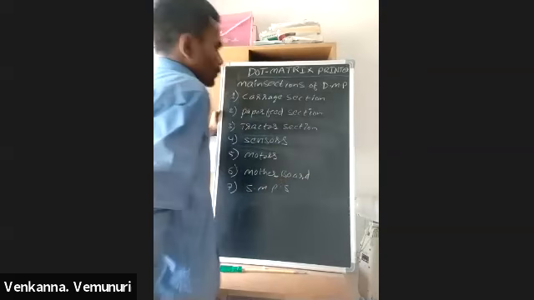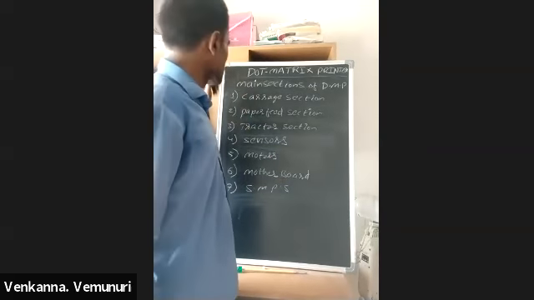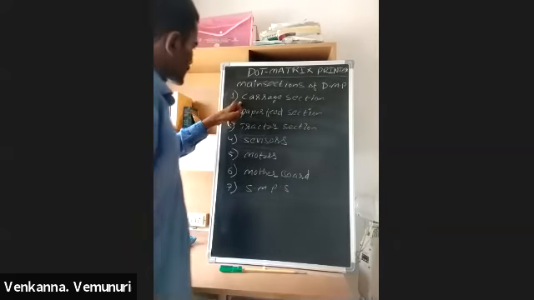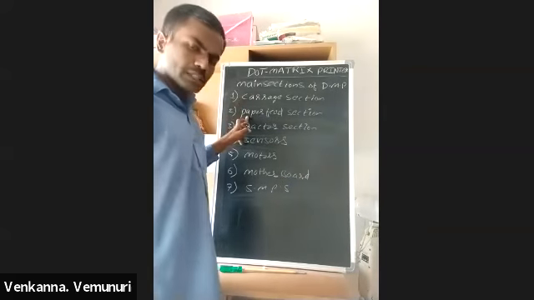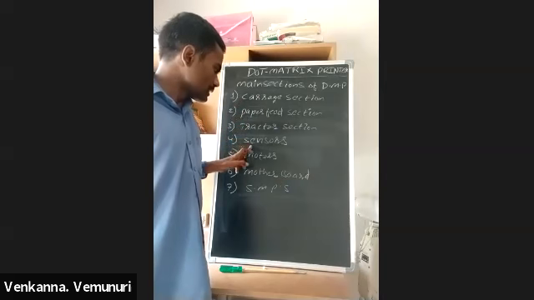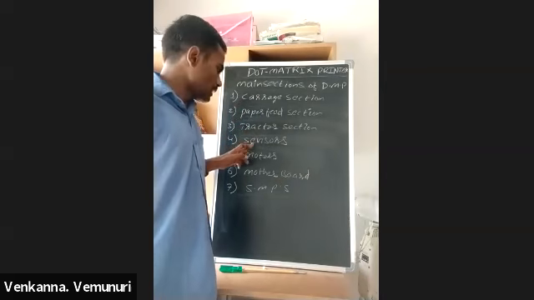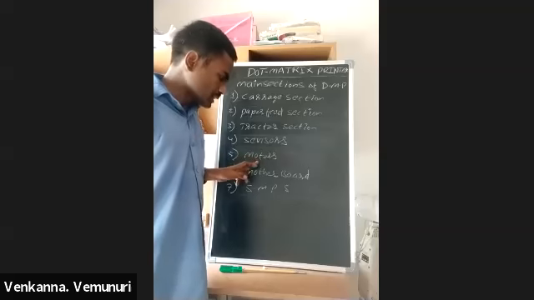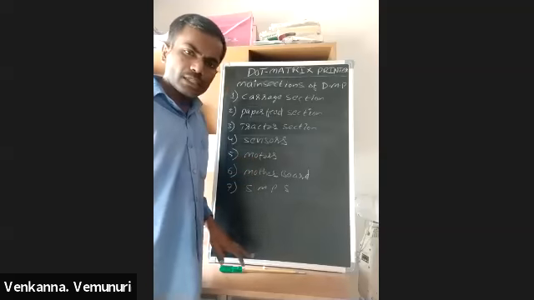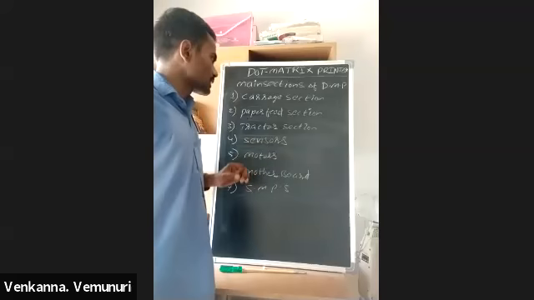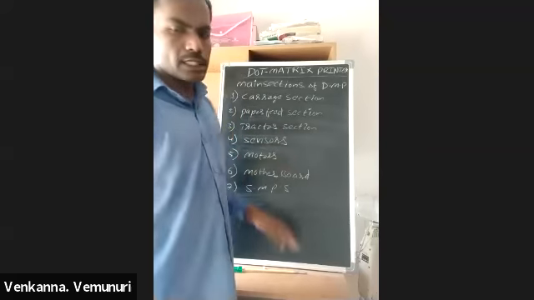These are the main sections of a dot matrix printer. The first one is the carriage section, and the second one is the paper feed section. The third one is the tractor section, and then sensors, motors, motherboard, and SMPS. These are the main sections. In this, first one is the carriage section.